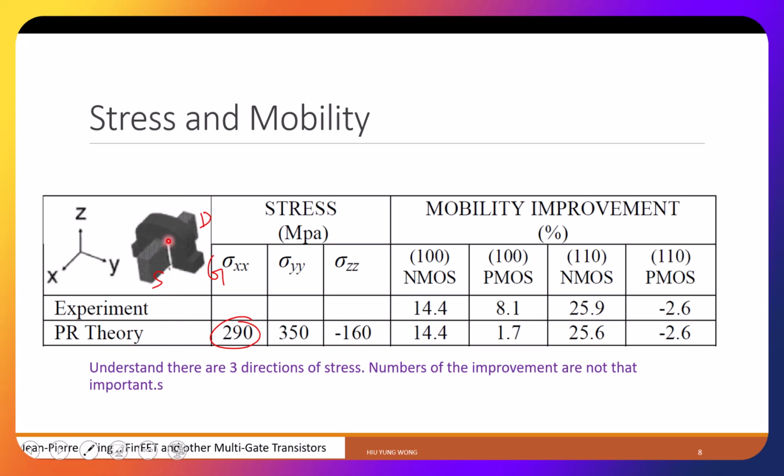What is the meaning of negative? Compression. Which makes sense, right? It's very difficult to have tensile in all directions, although it is possible. But if you just rely on material, then one of them needs to be in compression because of the Poisson ratio. So the whole idea is that stress comes in all orientations. Because of this, you have different improvement in the mobility for NMOS and PMOS, and also on different orientations, not channel, I mean the surface orientation. No need to study the numbers.